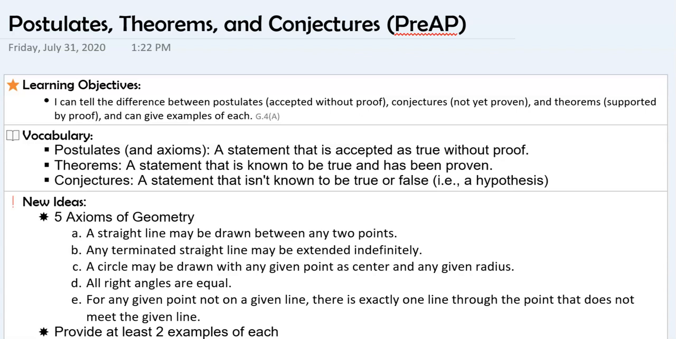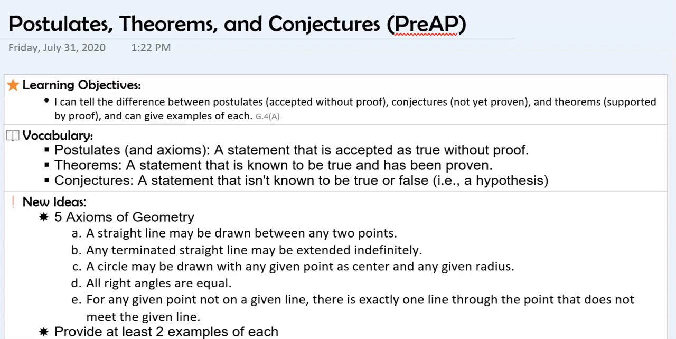We're learning postulates, which can also be called axioms. And these are a statement that is accepted as true without proof. They are the fundamentals of our areas of mathematics that we know to be true.